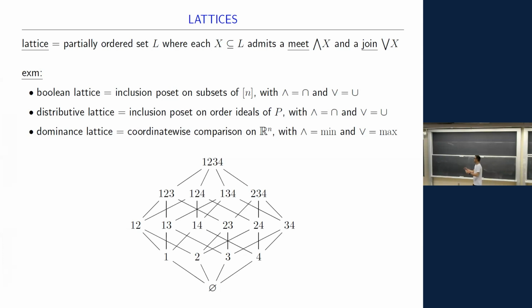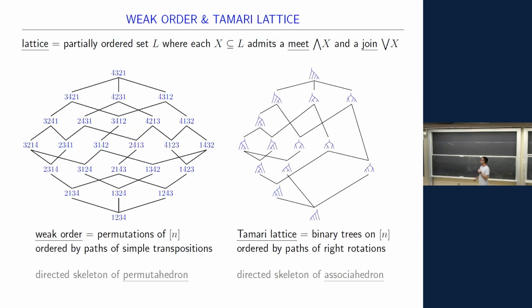And you know a lot of examples of lattices: Boolean lattice, distributive lattice, so the inclusion poset of order ideals of a poset, or the dominance lattice on R^n. I will illustrate the talk with two special lattices that we like a lot. On the left, you have the weak order on permutations of 1 to n. And on the right, you have the Tamari lattice on binary trees with n internal nodes.